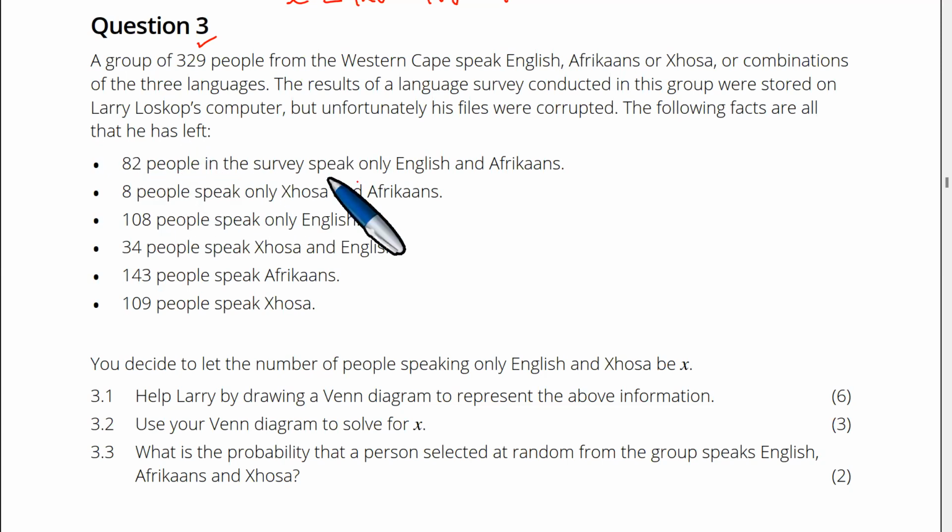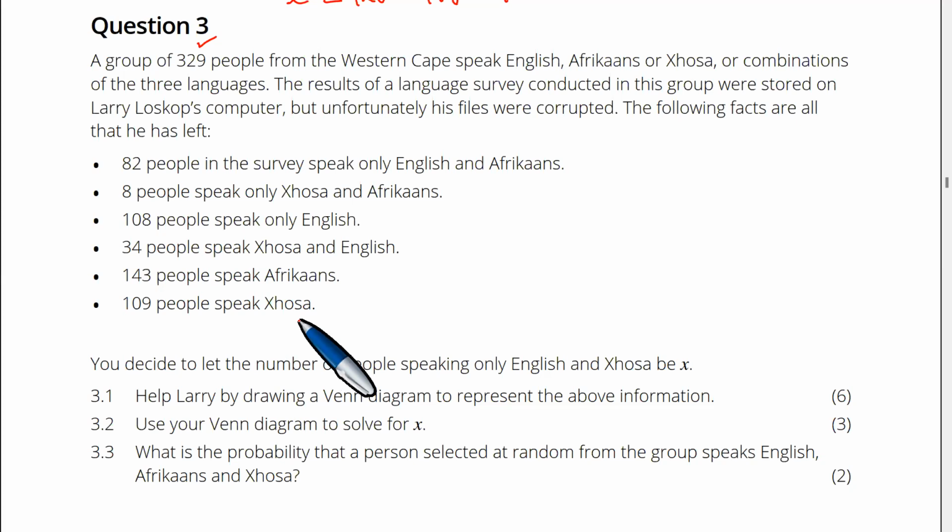82 people in the survey speak only English and Afrikaans. 8 people speak only Xhosa and Afrikaans. 108 people speak only English. 34 people speak Xhosa and English. 143 people speak Afrikaans. 109 people speak Xhosa.